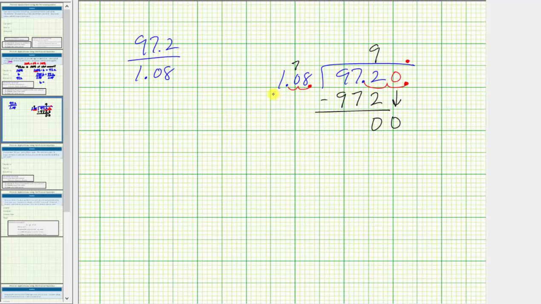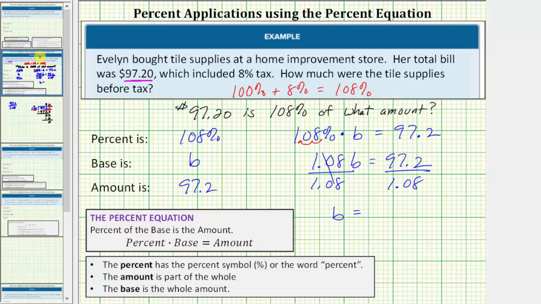Now we ask how many 108ths in 0, which is 0. 0 times 108 is 0. Subtract. The difference is 0. We now know the quotient is 90. And therefore b equals 90, which means the tile supplies were $90 before tax.